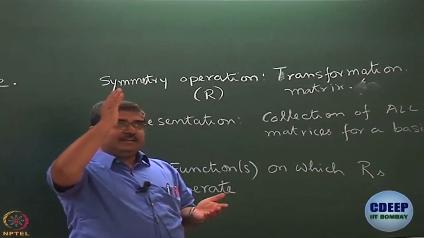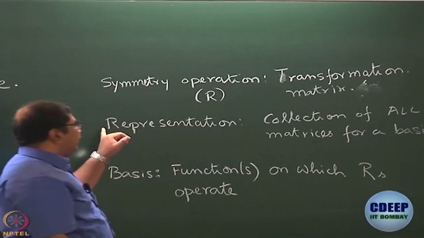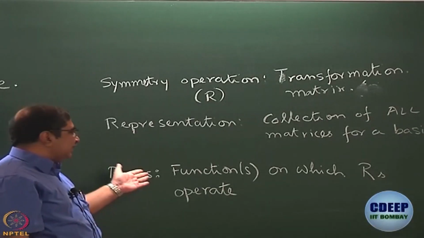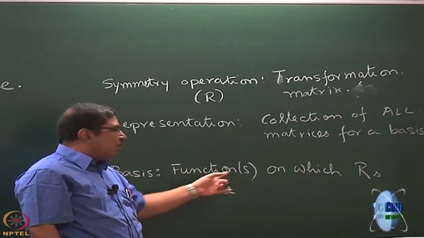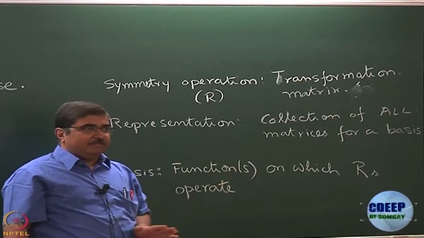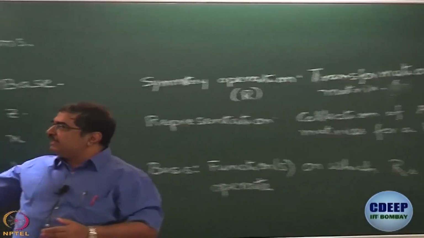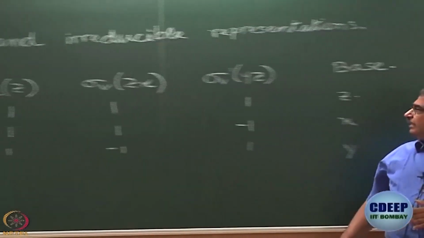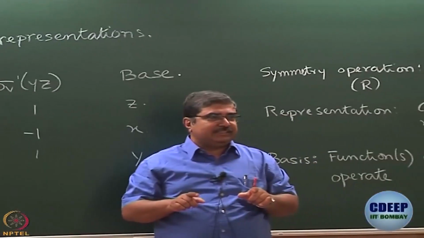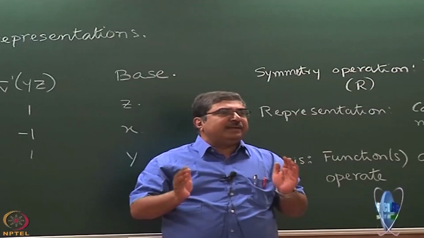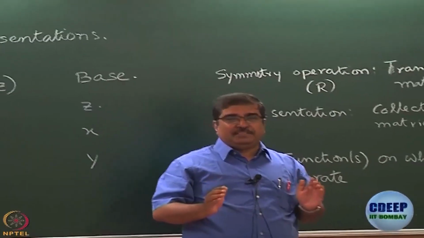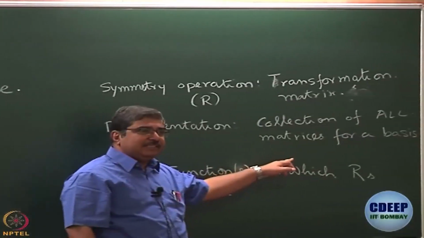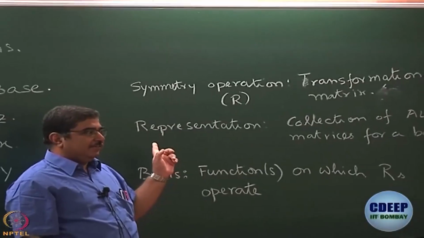Let us say what a basis is. A basis is a set of functions on which the symmetry operations actually operate. For example, we have started discussing this problem here, water, which is a C2V molecule, and there we took x, y, z as basis, and we saw what kind of matrices we get for each symmetry operation. The collection of all these matrices for a particular basis is called a representation.